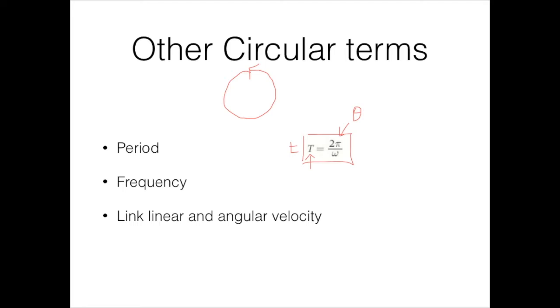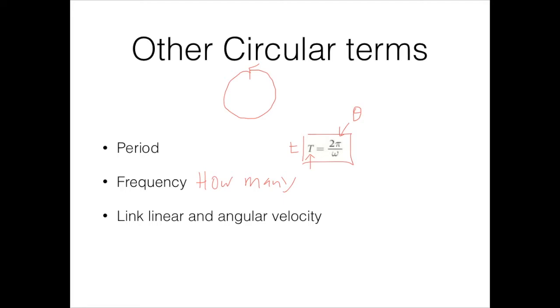So in this case, we'll go ahead and recognize that the period is equal to 2 pi over omega. All right? The other thing that we want to talk about right now is the frequency. So the frequency is how many rotations it goes through in 1 second.